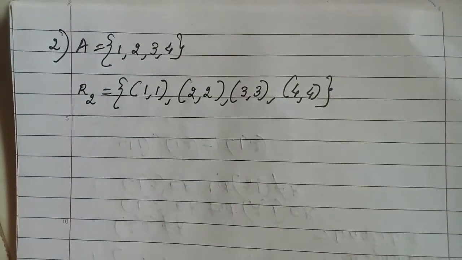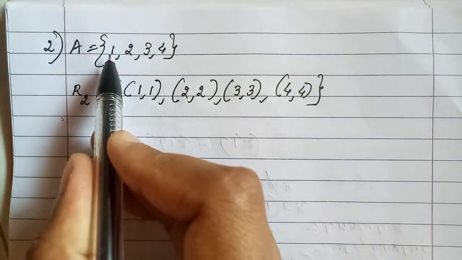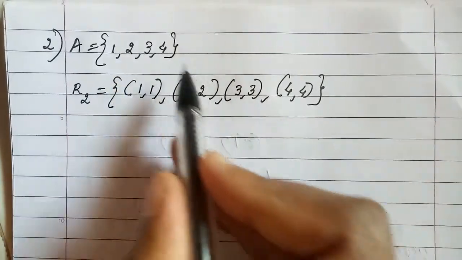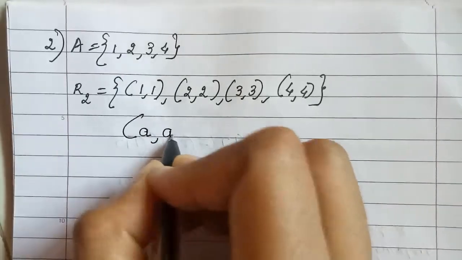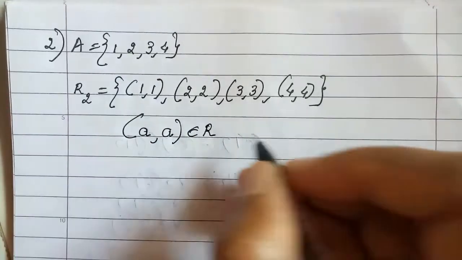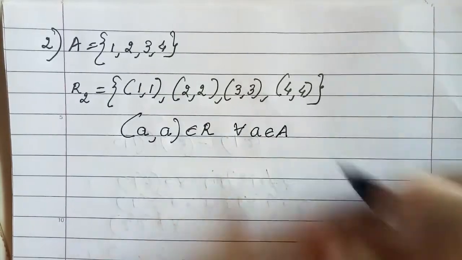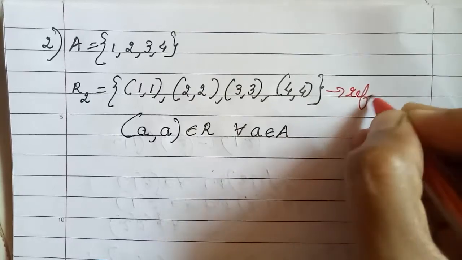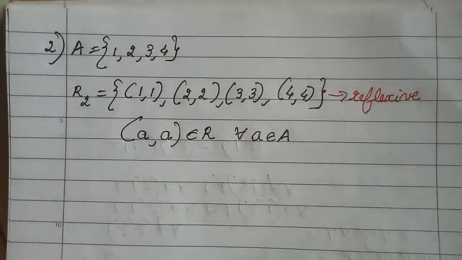So here you can see, children, I have taken set A as 1, 2, 3, 4 and this relation. Taking one element a from A: (1, 1) is there, (2, 2) is there, (3, 3) is there, (4, 4) is there. That means in this relation I have all (a, a) belonging to R for all a in A, so no doubt it is a reflexive relation. Now let me check whether it is symmetric or not.